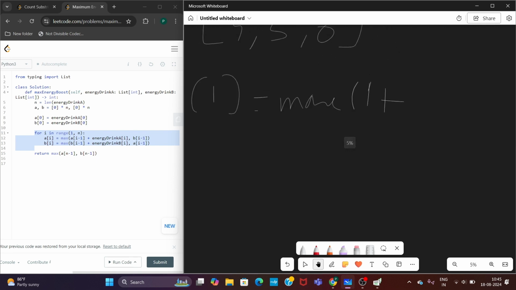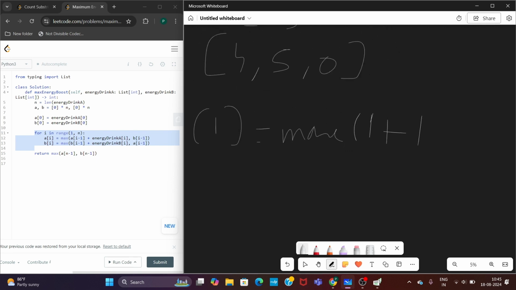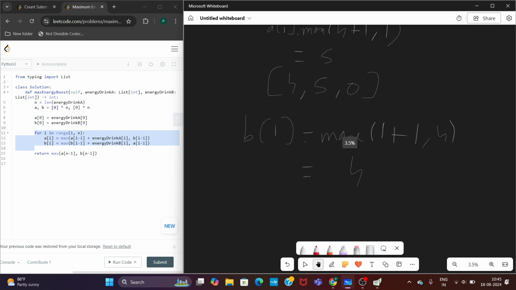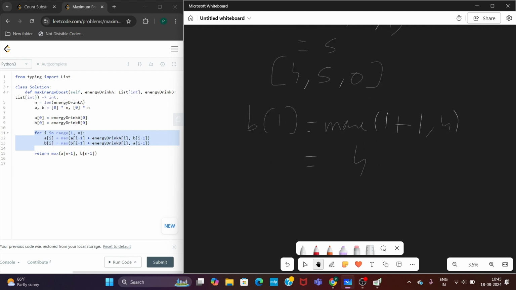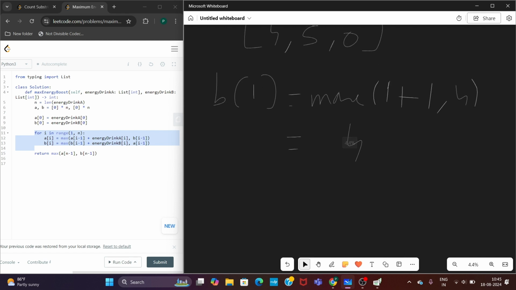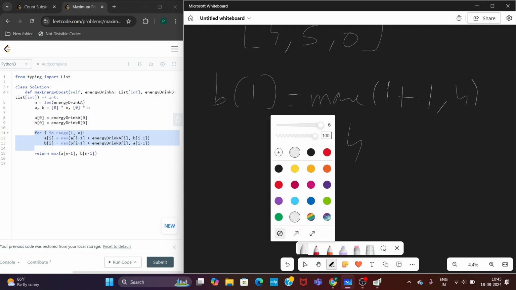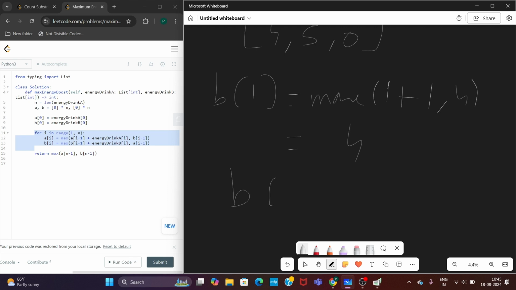So we'll be adding 1 in this case. And A of I minus 1 means A of 0 over here. A of 0 is what? 4 over here. So our maximum will be 4 in this case. So B of 1 in this case will be 1, 4 and 0. So it will be 1, 4 and 0.